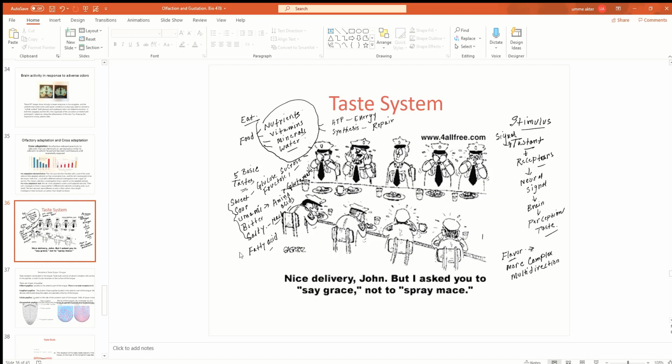Okay, so then the sour. Sour is given by acid. So citric acid is sour. Acetic acid, hydrochloric acid. So all acids have an acidic taste. Okay, so citric acid, acetic acid, hydrochloric acid, those are good examples of the tastants, or the chemicals, that give the sour.